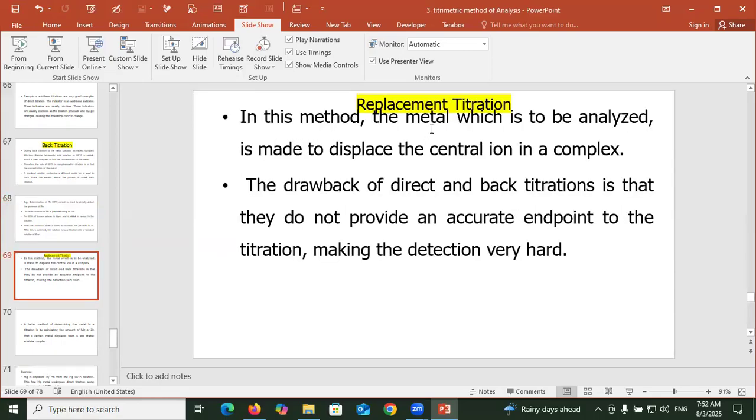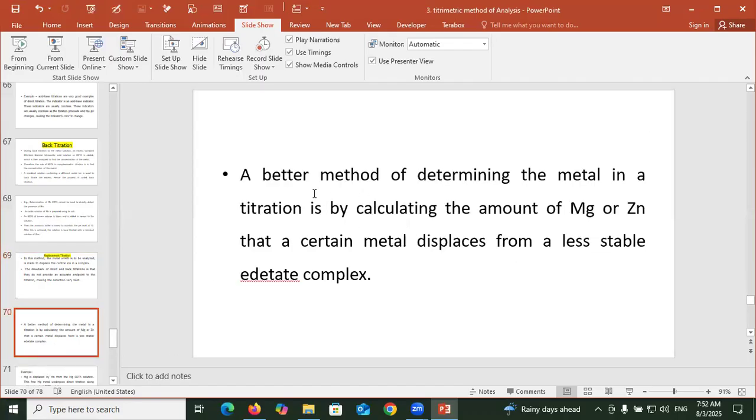Replacement titration. In this method, the metal which is to be analyzed is made to displace the central ion in a complex. The drawback of direct and back titration is that they do not provide an accurate endpoint to the titration, making the detection very hard. A better method to determine the metal in a titration is by calculating the amount of manganese or zinc that a certain metal displaces from a less stable EDTA complex.